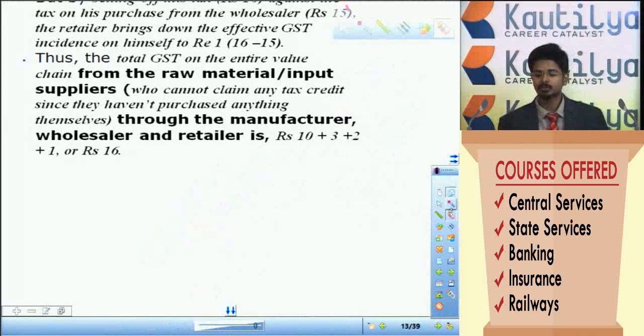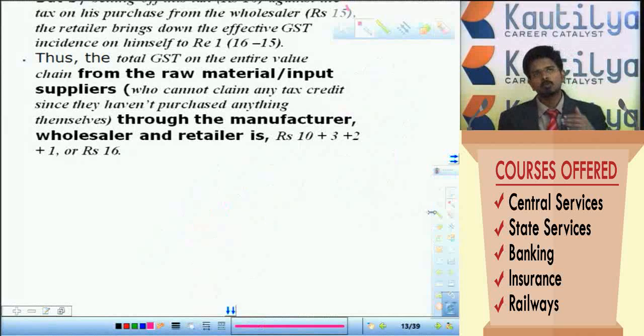I have tried to make it very simple for you. After this lecture, go through this material again, then you will understand it in a better way. So that is how GST is going to help. This is the basic understanding of goods and services tax that you must have.